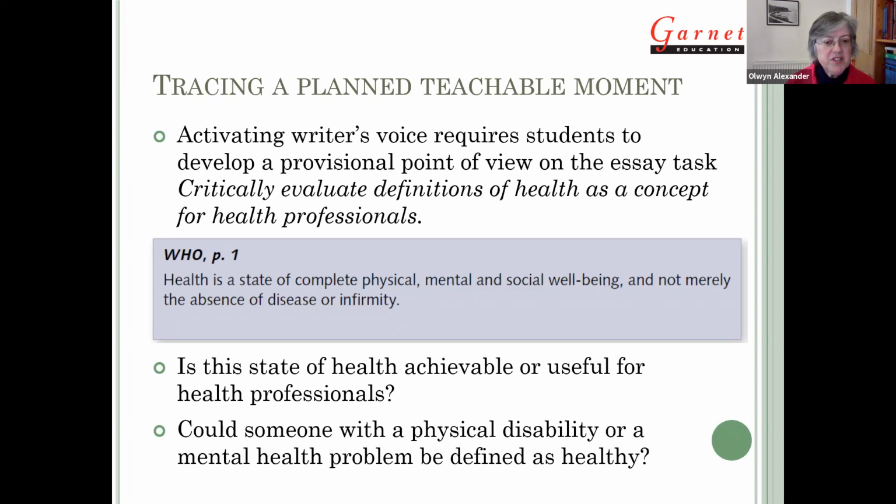How useful or achievable is this for health professionals? So think about your own context and your knowledge of your health system. Is this a useful definition? And then think about some scenarios based on this. Could somebody with a physical disability or a mental health problem be defined as healthy? So that's the task that we're looking at.